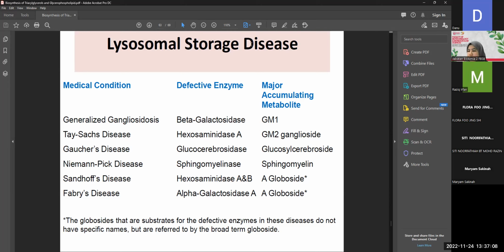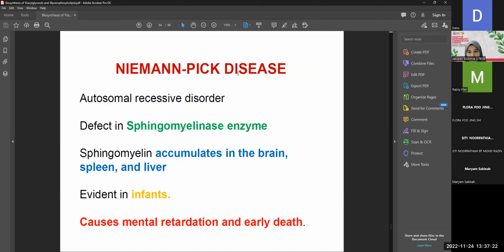Accumulation of metabolite occurs, and then all these symptoms will appear. For example, Niemann-Pick disease is an autosomal recessive disorder. Do you understand what an autosomal recessive disorder is? What can you understand by the term?